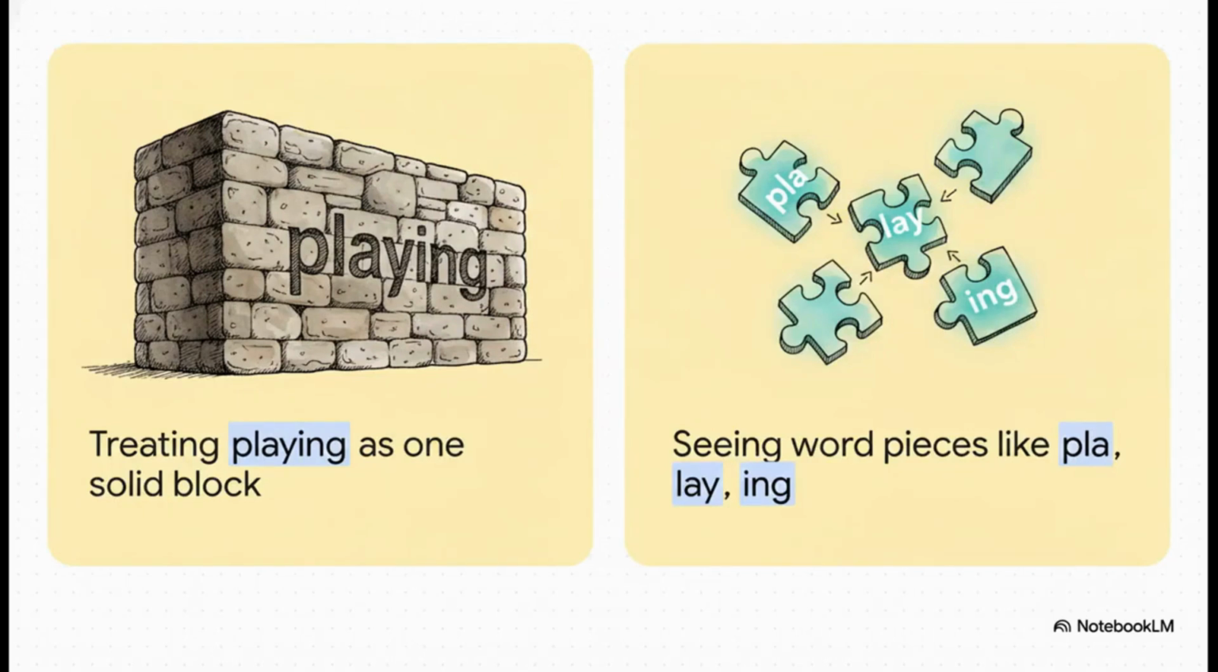Now, what's really interesting about this is FastText's genius ability to look inside the words themselves. Instead of treating the word playing as one solid unbreakable block, it sees word pieces like pla, lay, and ing. This is incredibly helpful. It means if FastText sees a rare word, a weird misspelling, or a complex word in a morphologically rich language, it can use those subword character chunks to accurately guess its meaning.